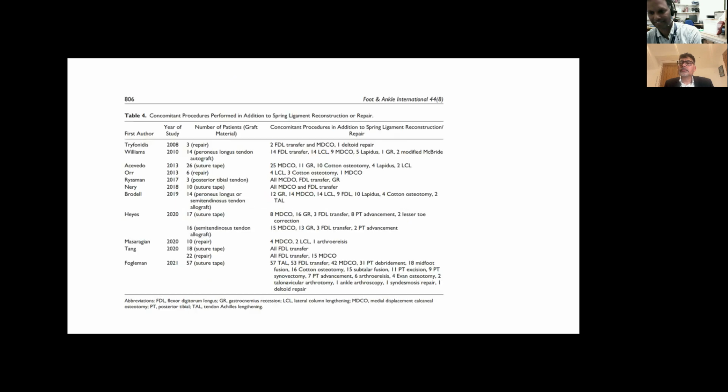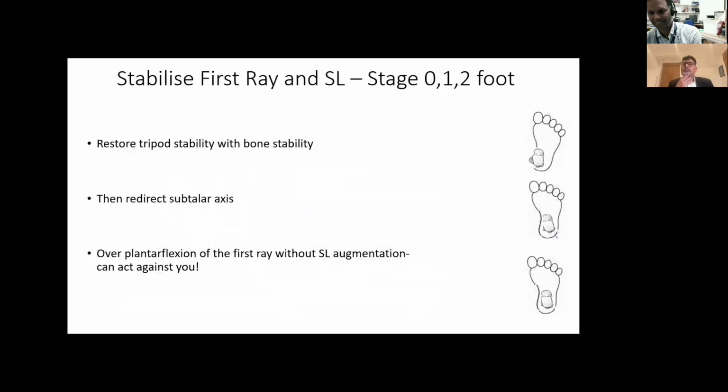And the problem with trying to compare these is that you have so many confounders. But research is going to come out showing what is the best. When you look at stage 0, 1, and 2, and this is ligamentous staging, and it's nothing to do with the PCFD staging, it's important to restore tripod stability, but redirect that subtalar axis.